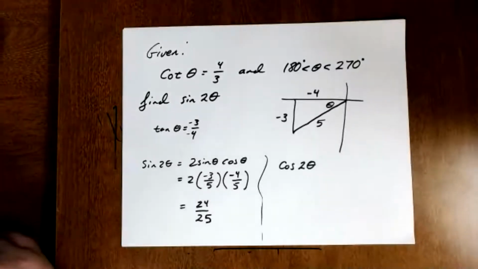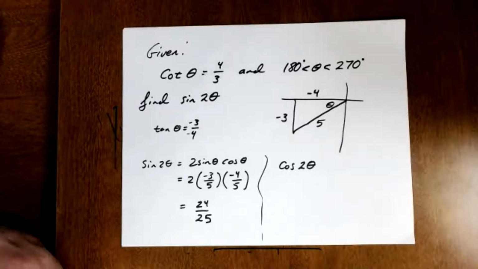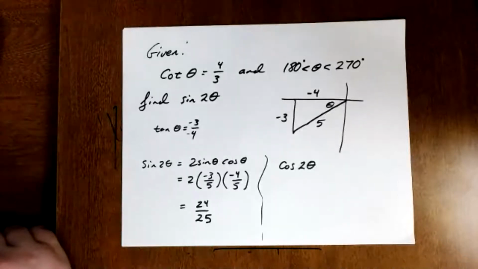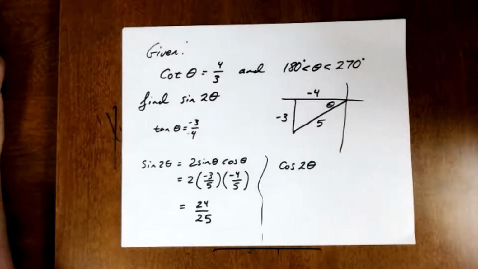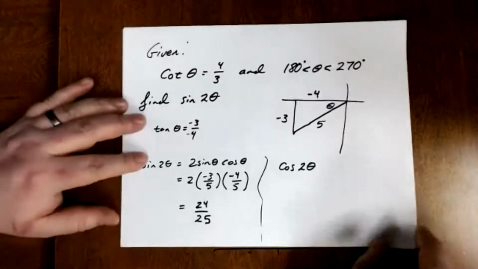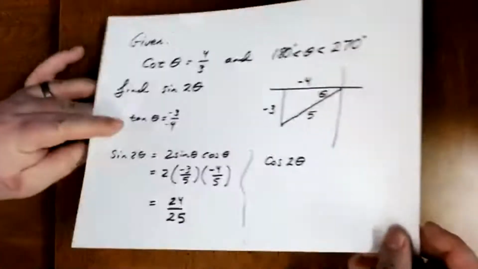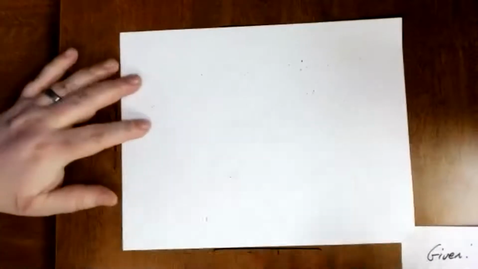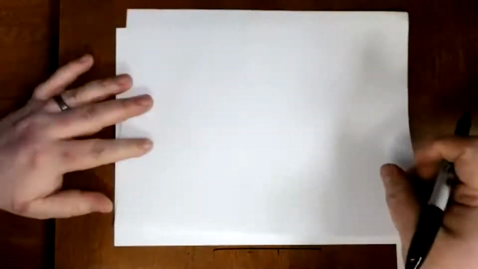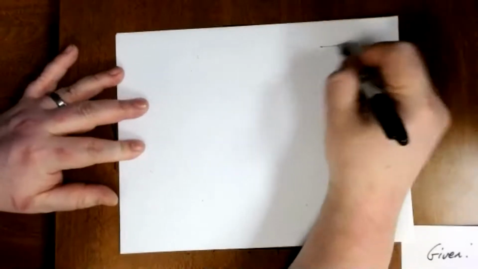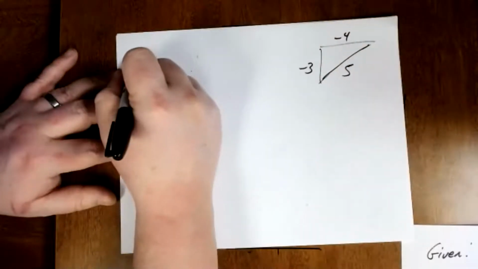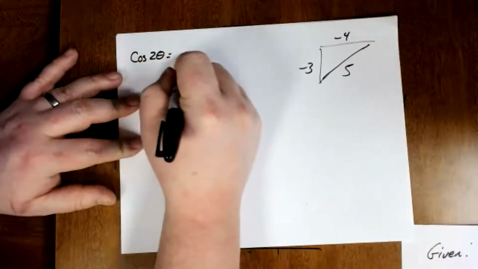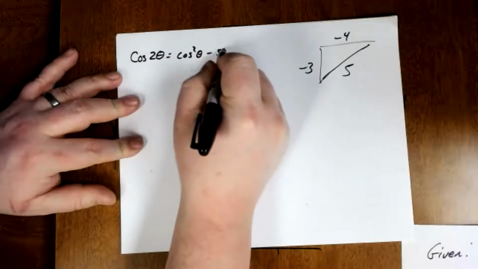So there are, believe it or not, 3 ways of solving this problem. In fact, actually there are 4 ways of solving this problem. So let's go ahead and use some of our formulas. I'm just going to redraw the pictures so that I don't have to go flipping back to it every time. So the cosine of 2 theta is cosine squared theta minus sine squared theta.